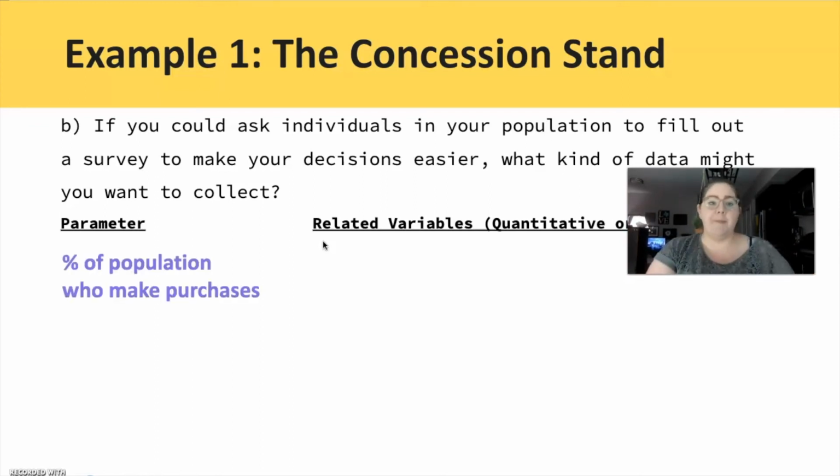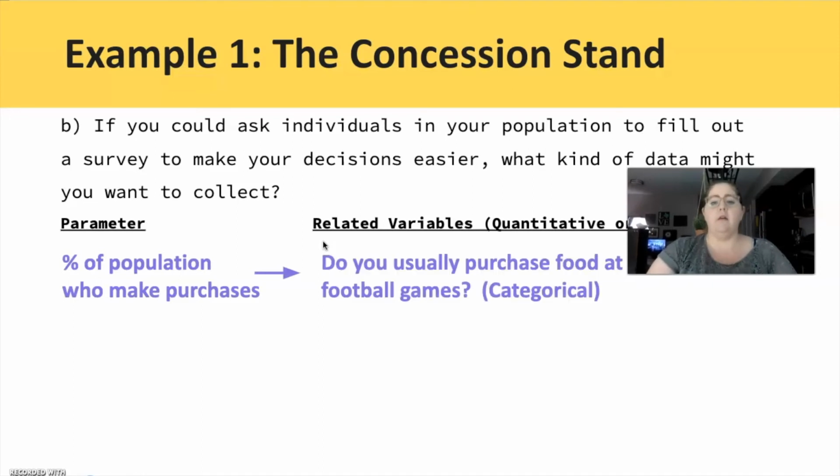So one parameter might be what percent of the population makes purchases. So what percent of all the spectators at a football game are actually going to purchase something at my concession stand? I might want to know that. So a question or a variable that I could ask in a survey would be, do you purchase food at football games? And that's a categorical variable. It's a yes or no question. Do you purchase food at football games?